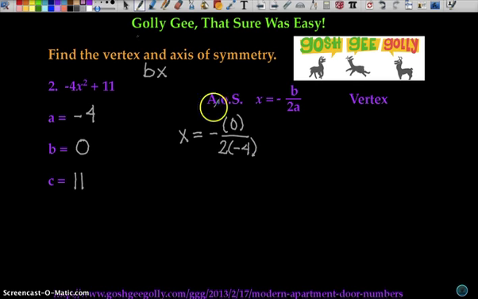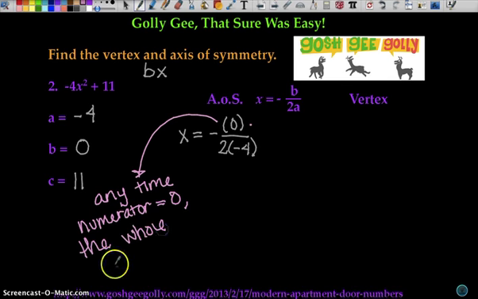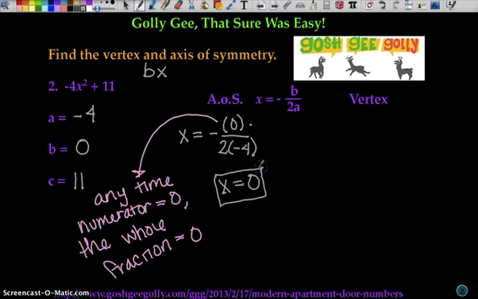One important thing to remember, anytime the numerator equals 0, the whole fraction is 0. So then that means our axis of symmetry is x equals 0. So there's your answer. Remember to take that. It becomes the x value for your vertex, so 0, comma.